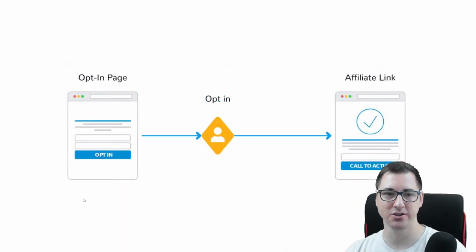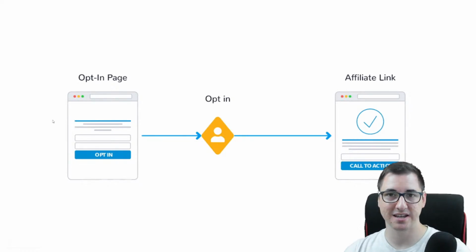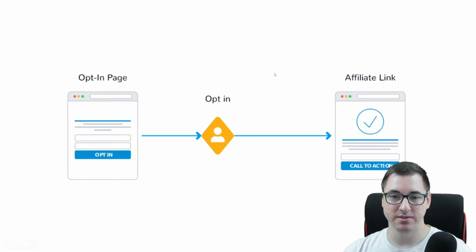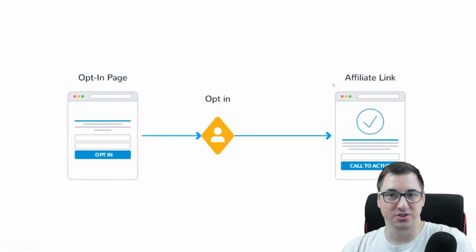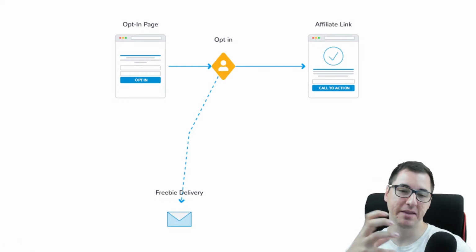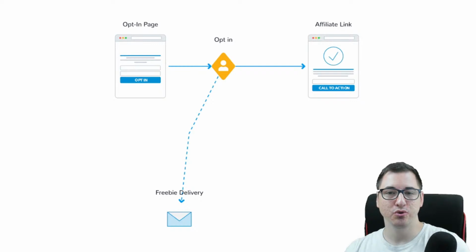So an opt-in page is really just what you see on the slides right now. It's somewhere where the users leave their first name, last name, and email, or maybe even just an email, and then they opt in, and then you redirect them over to an affiliate link. Now, this opt-in is used for something. You can use it to send them an email with a freebie delivery. You could do that, but you could do much more as well.